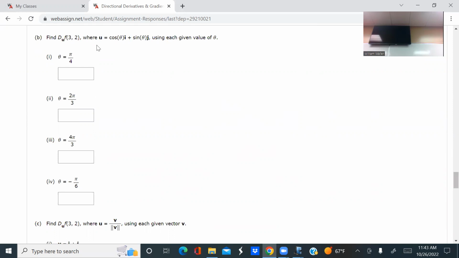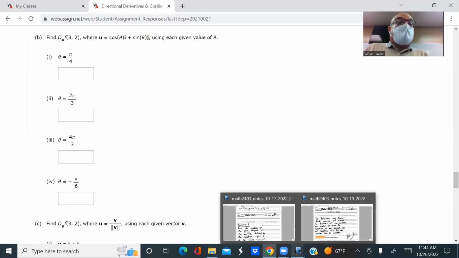And here they're giving us the vector u in unit form, right? So they have it in the form cosine theta i plus sine theta j. So theta is the 2-dimensional direction of that vector, and they're just giving us different choices for theta. So really the only thing we have to remember here is the formula for the directional derivative. That's something that you probably want to either memorize or include on your index card.